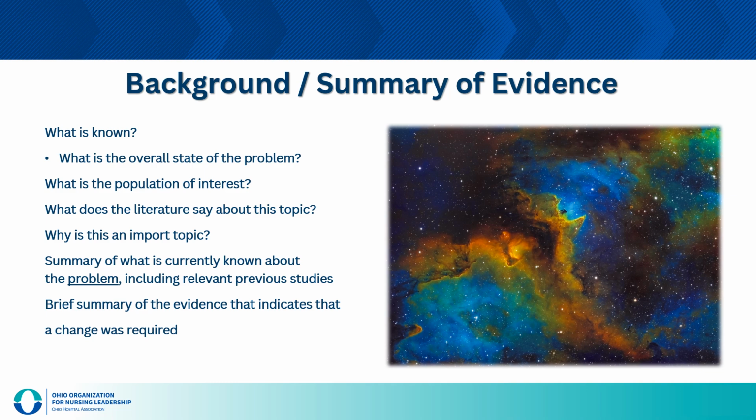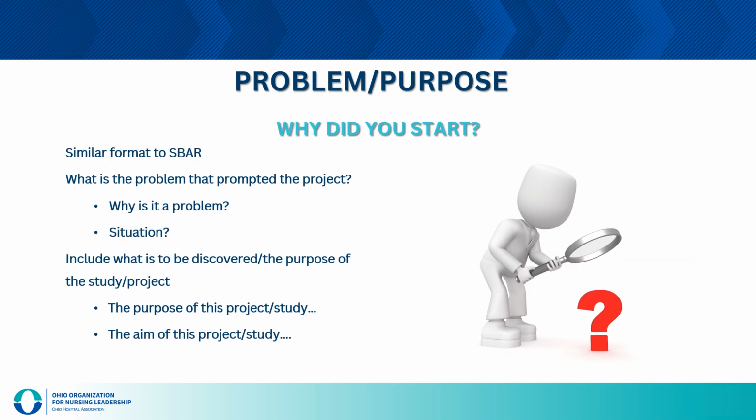Now let's get into the background and the summary of evidence. This is where you set the scene. What is already known and what's the gap? Use your background to give just enough context. What does the literature say and who's affected? A brief summary of the evidence can indicate that a change was required and let your reader know why you went to solve this problem. Now, let's get into what is the problem.